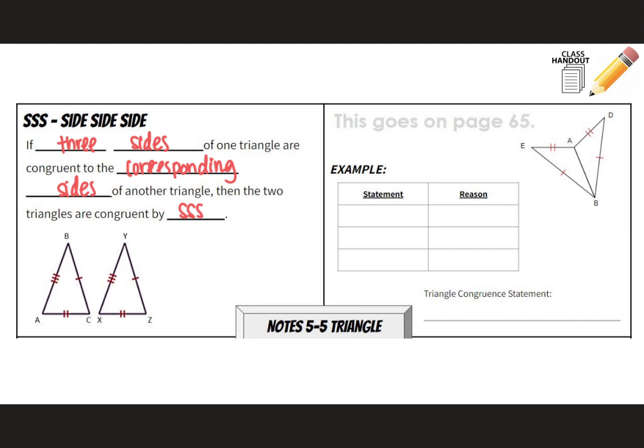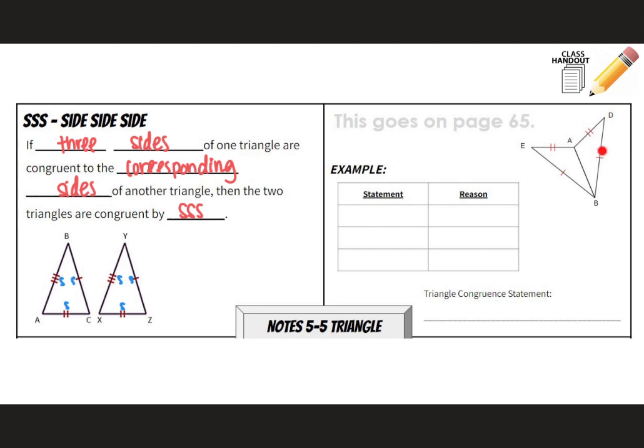So here's a basic example. We can see that we have three pairs of congruent sides. BC is congruent to YZ, AC is congruent to XZ, and AB is congruent to XY. So that's side, side, side because we have three pairs of congruent sides, which we can label with little s's. That's enough to show that the two triangles are congruent, which would also mean that the corresponding angles would also be congruent.